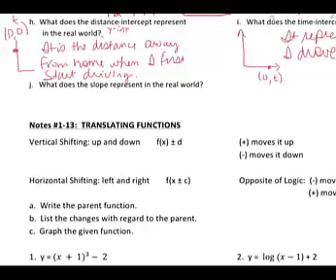Okay, and the last question, I want you to go ahead and answer this and fill it in on your whisk. It says, what does the slope represent in the real world? So if you'll answer that, and I will see you guys tomorrow.